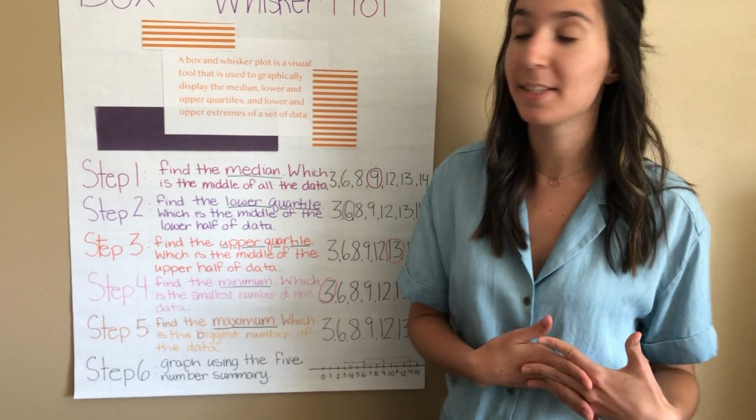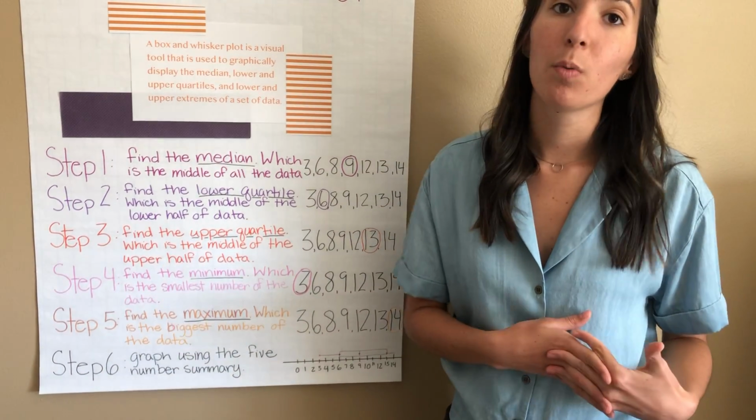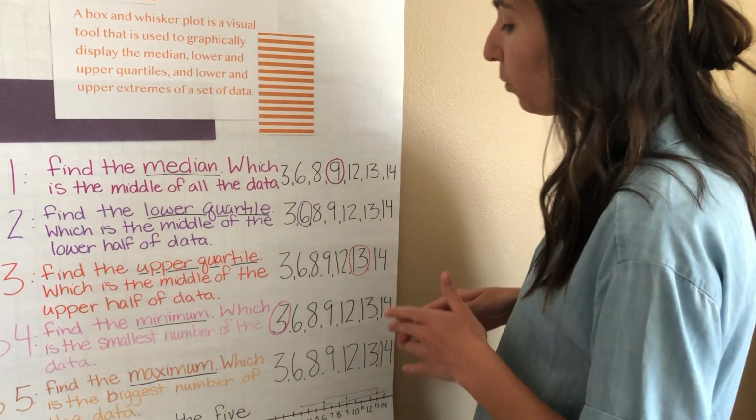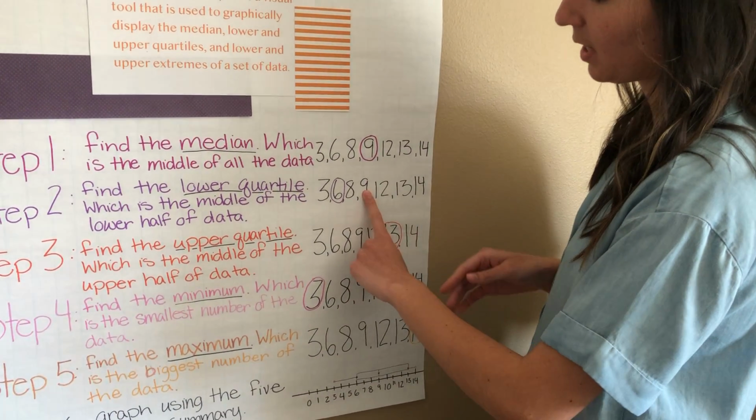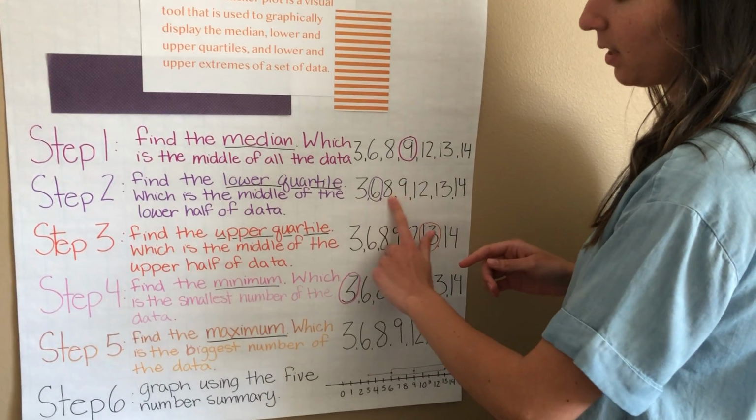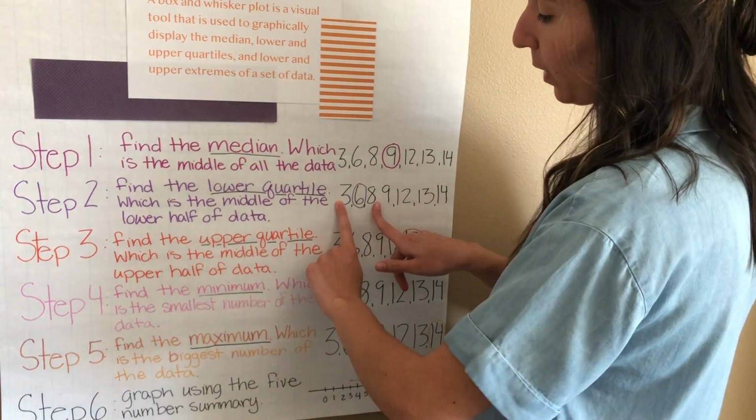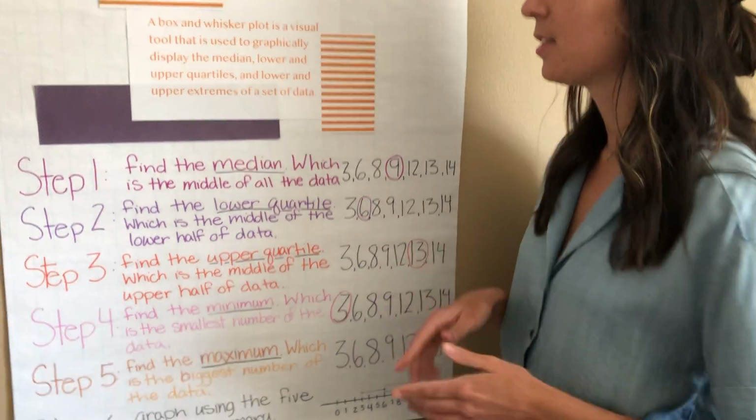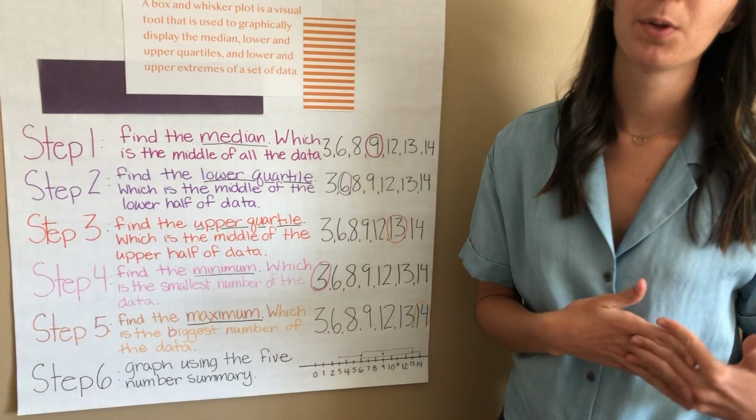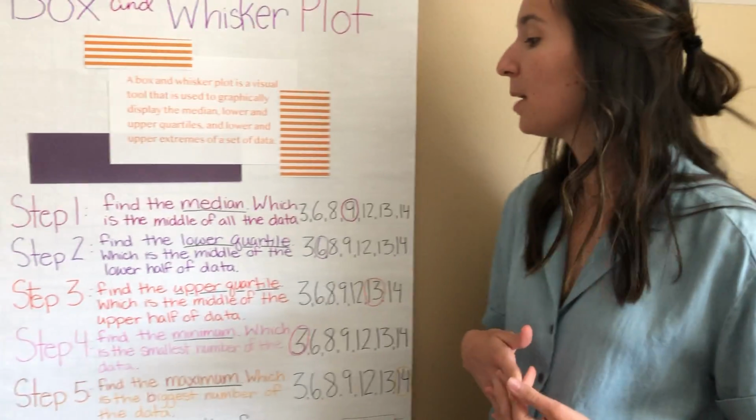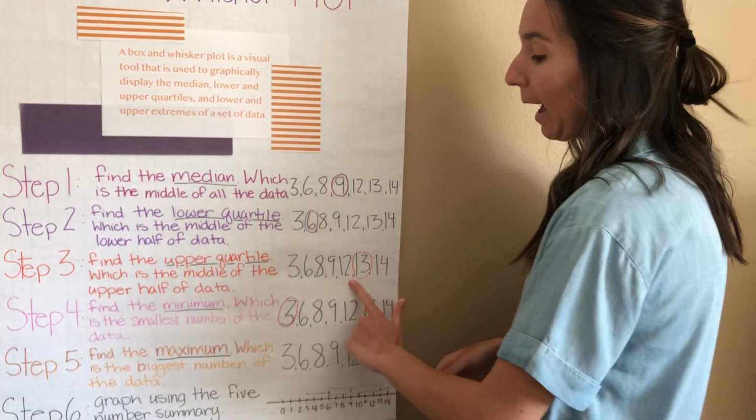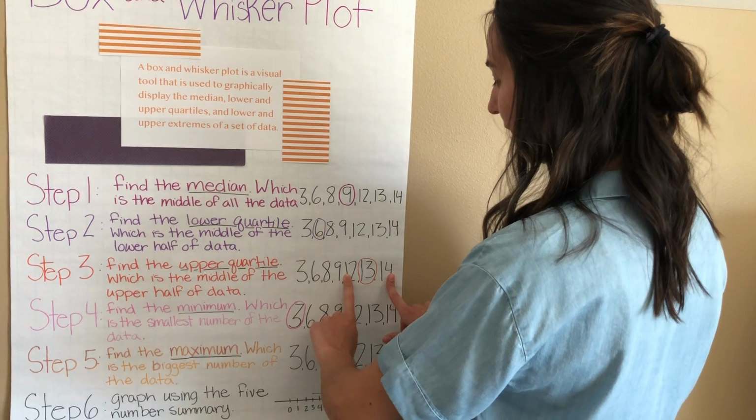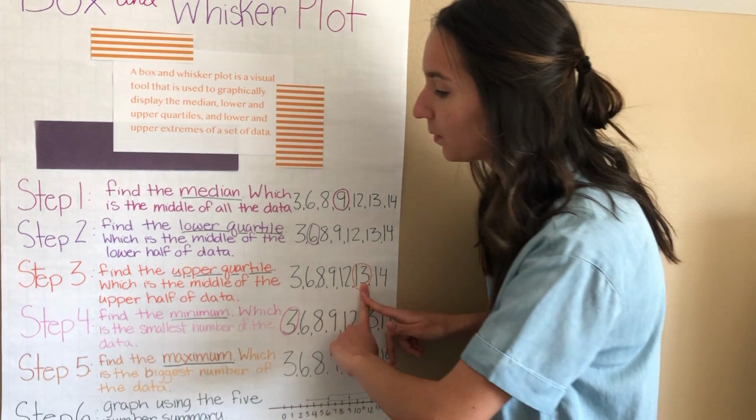Okay, the next step is to find the lower quartile, which is the middle of the lower half of all the data. So here we'll see that we already have the median, which splits the data in half. So we don't use the median and we look at the lower half, and then we'll work our way in. So see, it's 6. So our lower quartile is 6. The third step is to find the upper quartile, which, like the lower quartile, is the middle of the upper half of the data. So again, not using the median, we work our way in and we get 13.